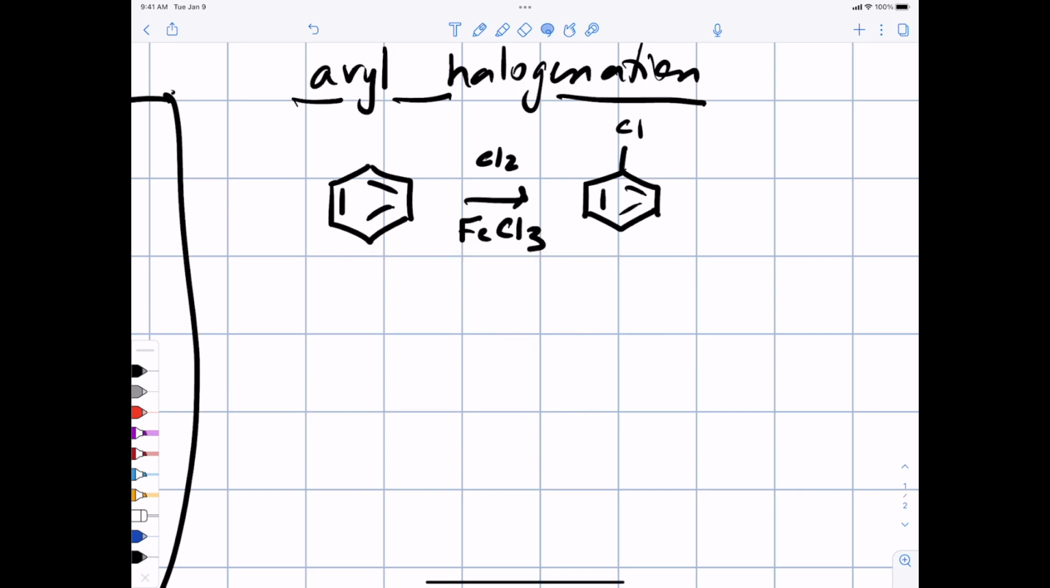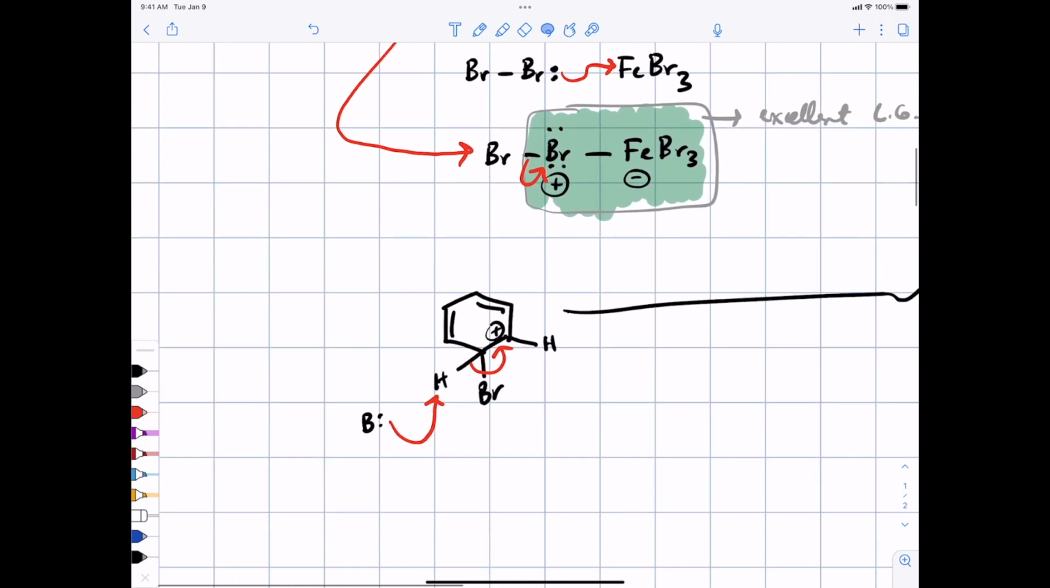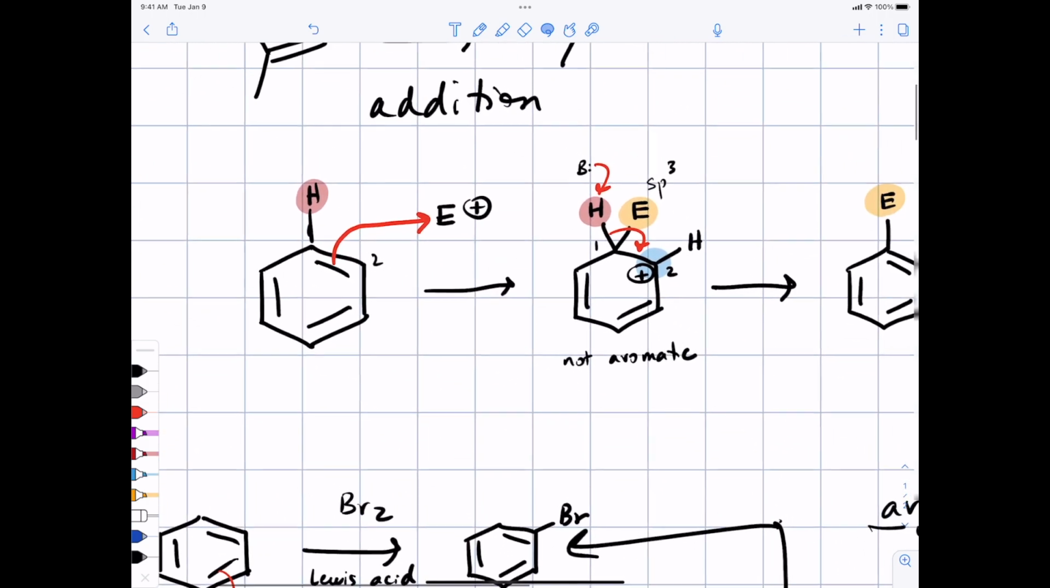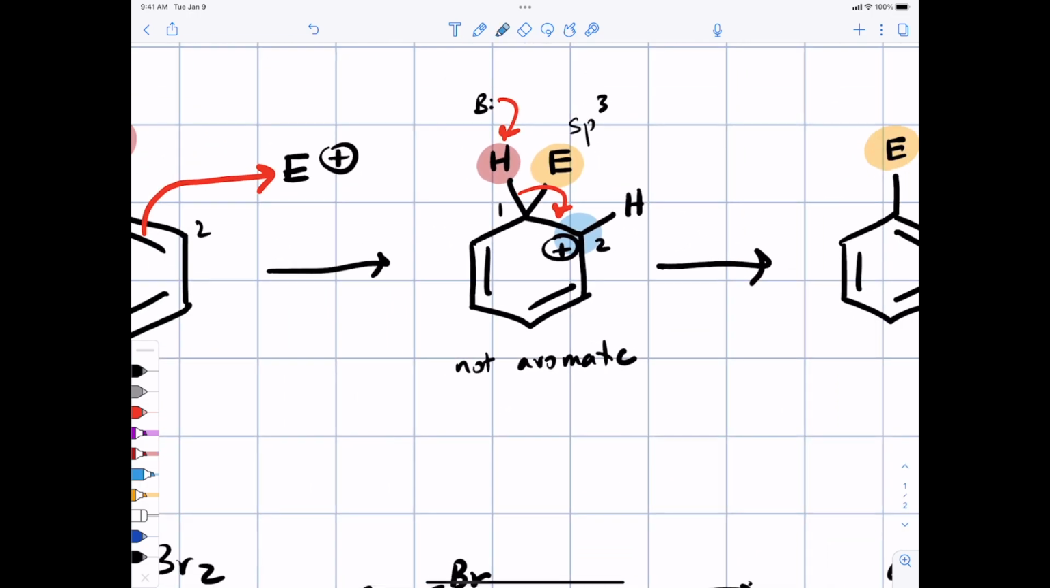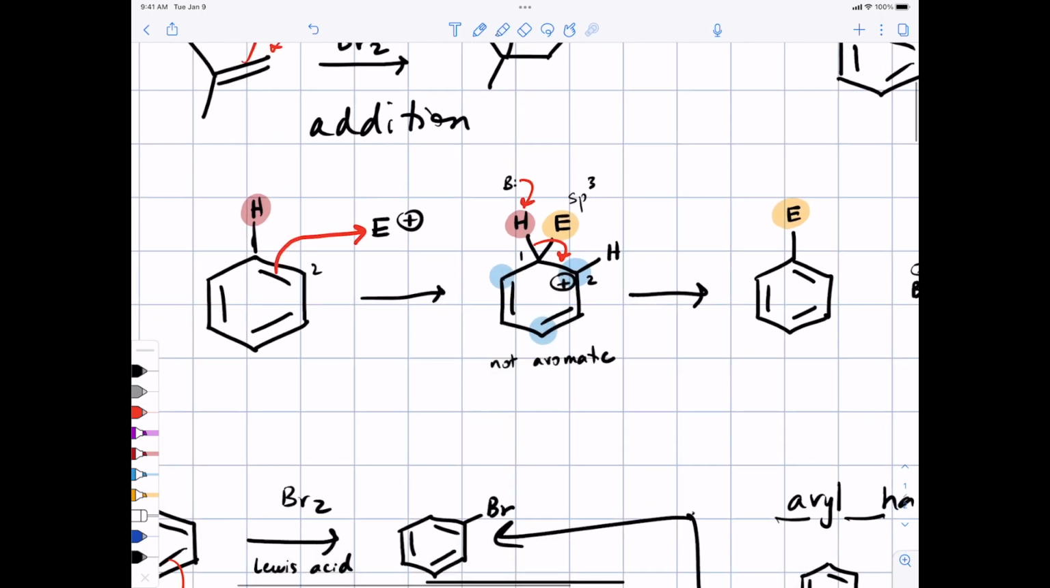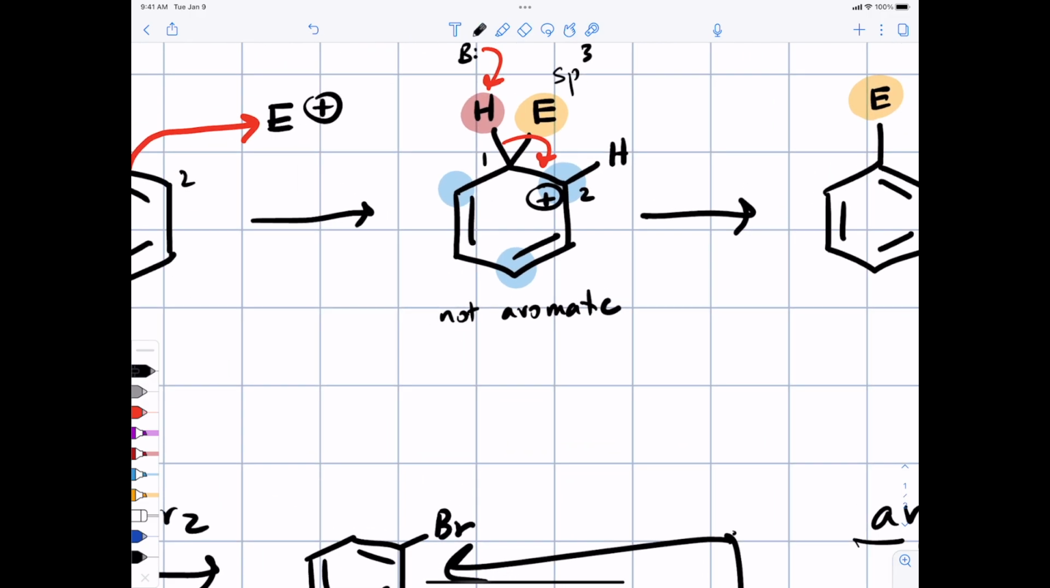Questions you want to ask about aryl halogenation? Yes? The book has two resonance structures having a positive charge all the way around the benzene. Do we need to worry about that? Yes, that is an excellent final exam question. Which atoms share the positive charge in the ring? You should know it's 2, 4, and 6 for sure. I haven't drawn that resonance structure, but the intermediate here, though it's not aromatic, is resonance stabilized. And where that positive charge is located is important.